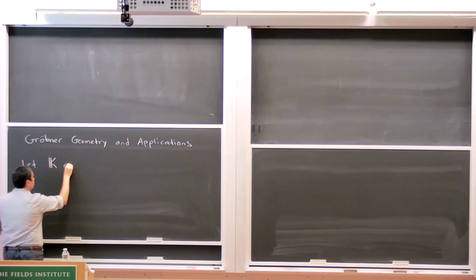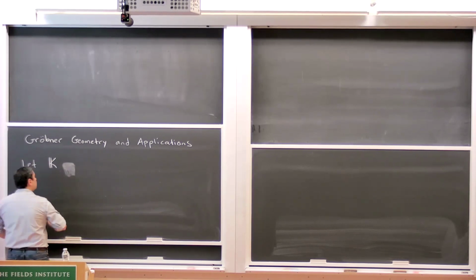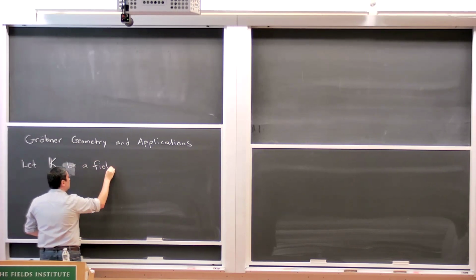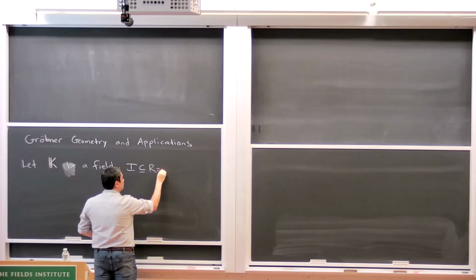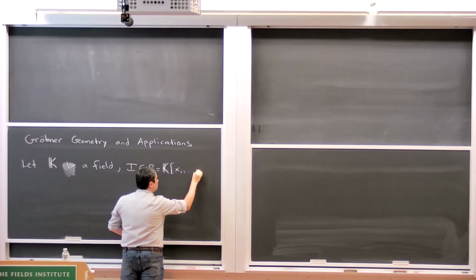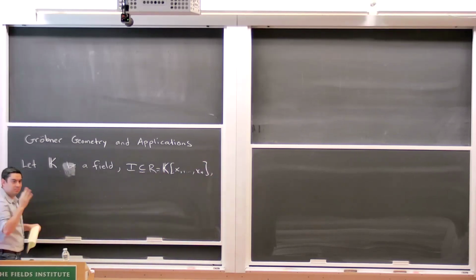So let's start with the field. It could be any field, actually. And an ideal inside a polynomial ring. And we're also going to pick some monomial order.